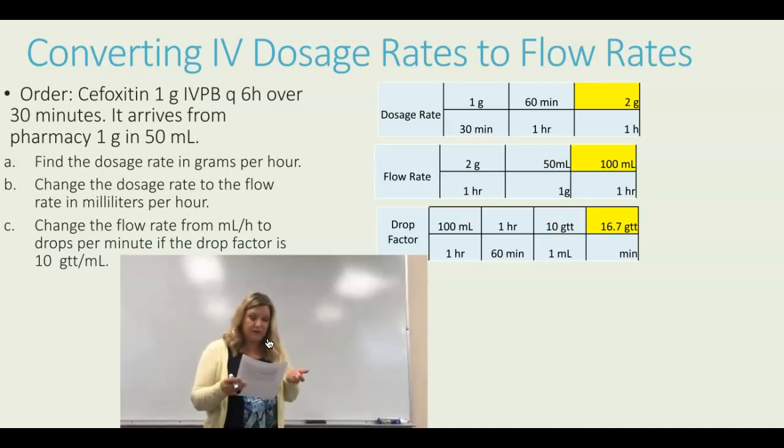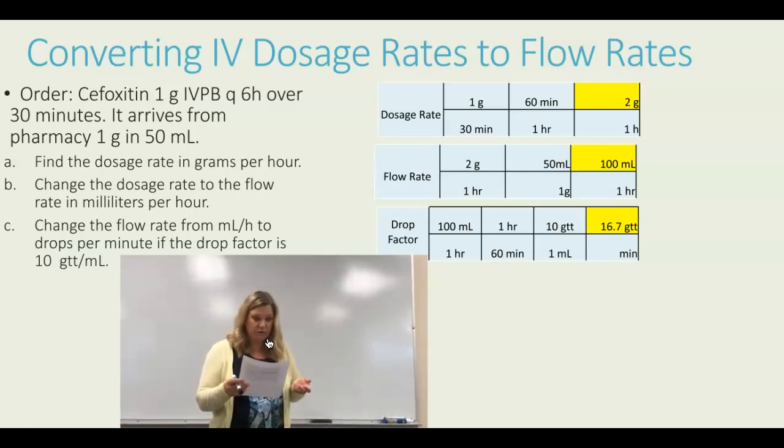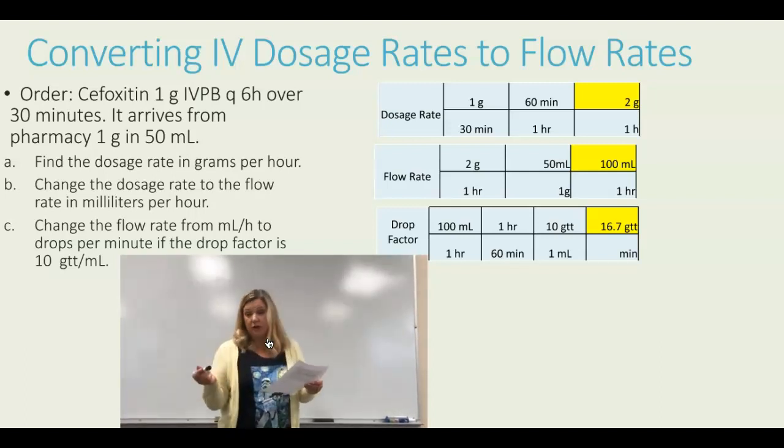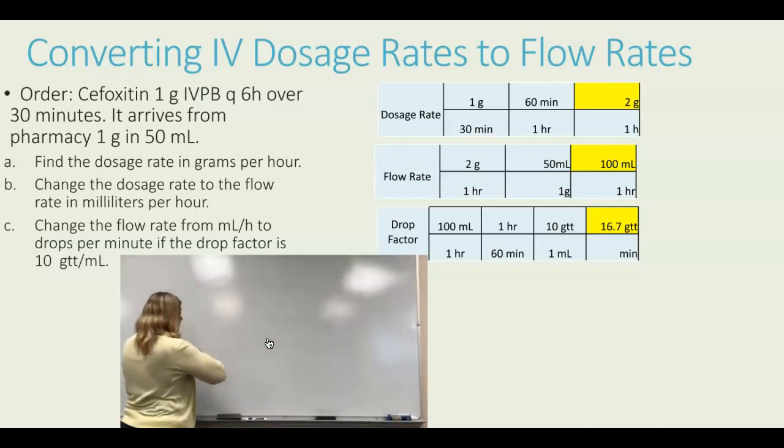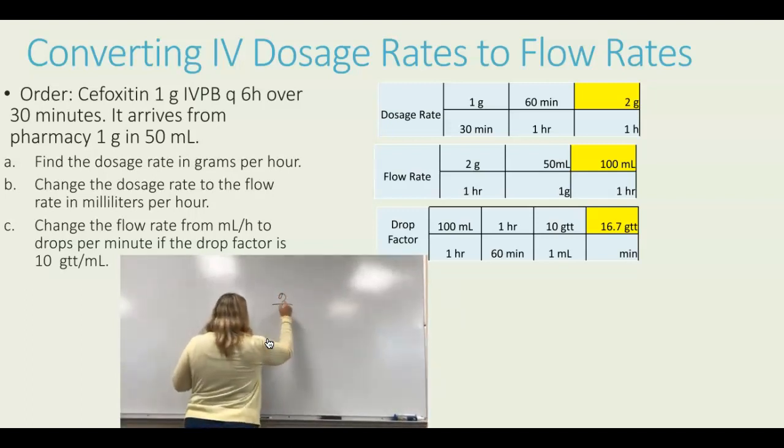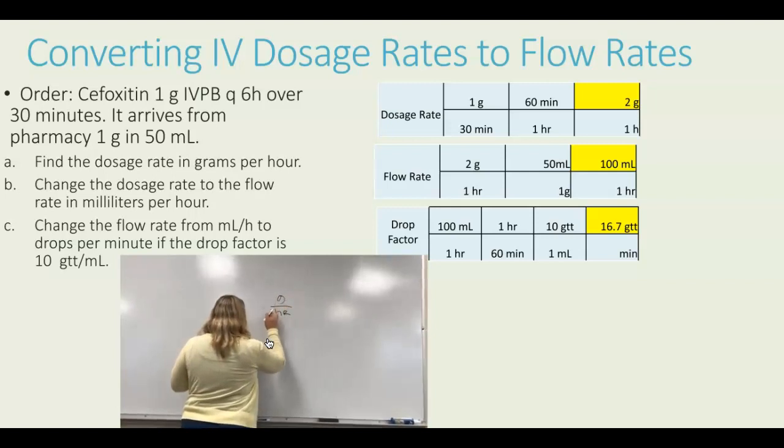The order says for Cefoxitin, 1 gram IV piggyback Q6 hours over 30 minutes. It arrives from pharmacy as 1 gram in 50 mils. The first thing we want you to find out is what is the dosage rate in grams per hour. So we're going to solve for grams per hour. Set the problem up to answer for grams over hour.